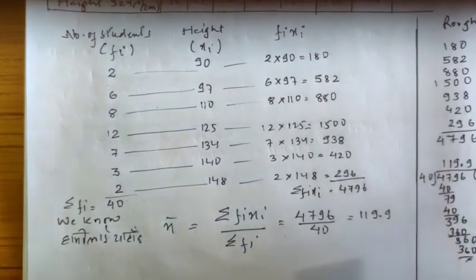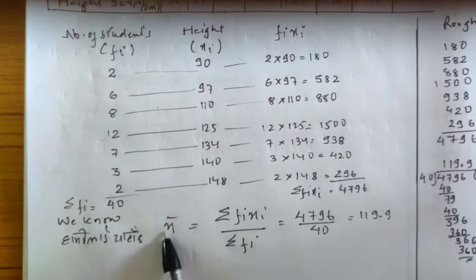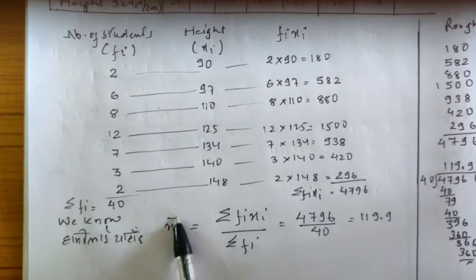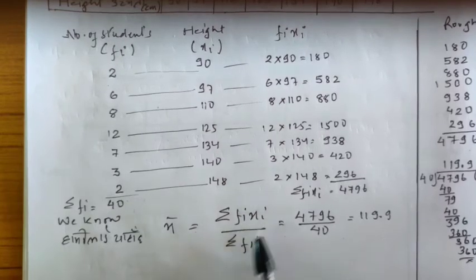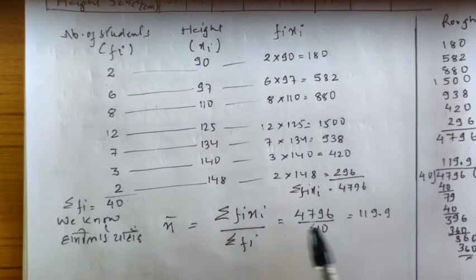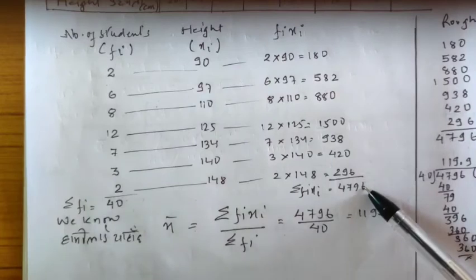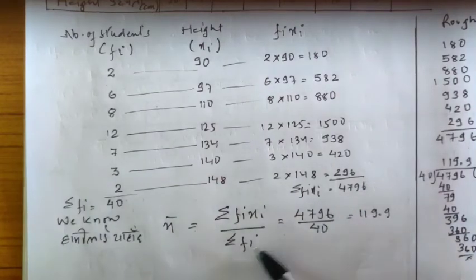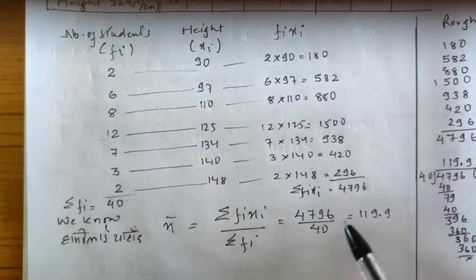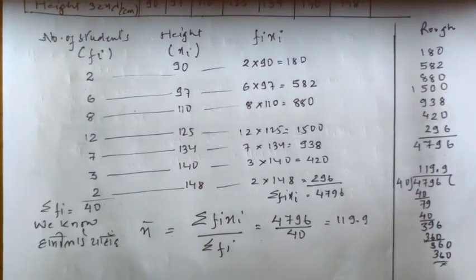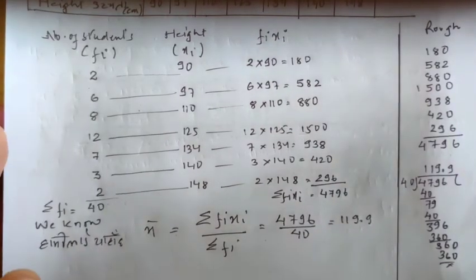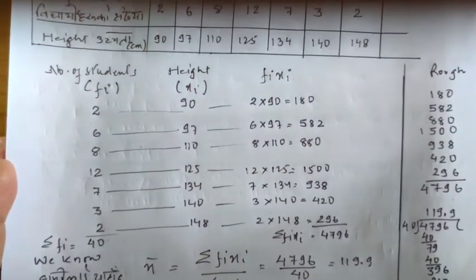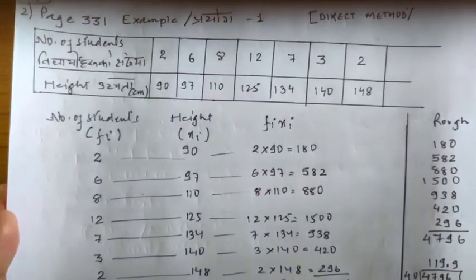40. So we know x bar or arithmetic mean. X bar means what? Arithmetic mean or mean. What's the formula? If frequency is given, summation fi xi by summation fi. So how much is the summation fi xi? You've got just now 4796 by summation fi. How much? You've got just now 40. Do the division. I've showed you the division. You can all divide yourself. You'll get 119.9.